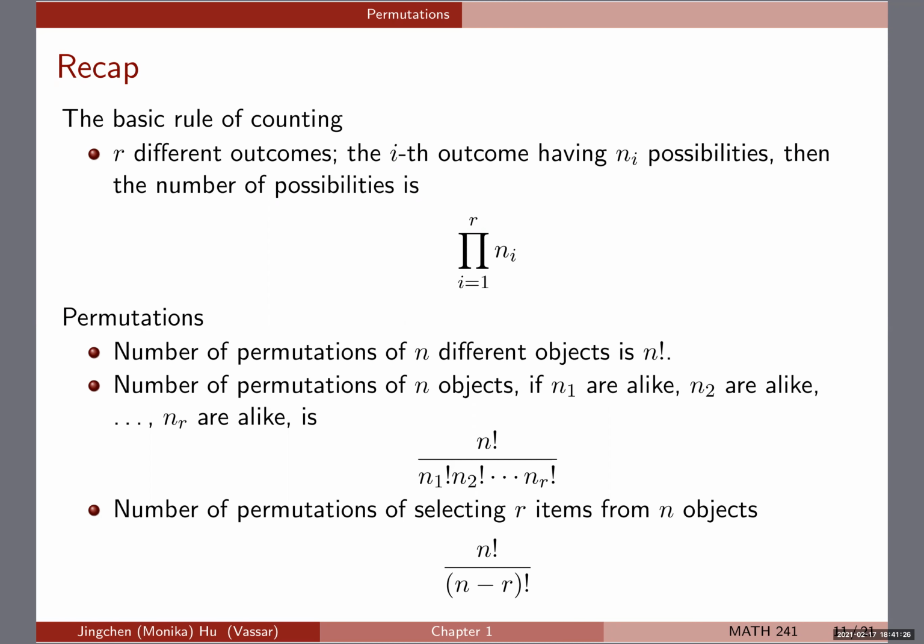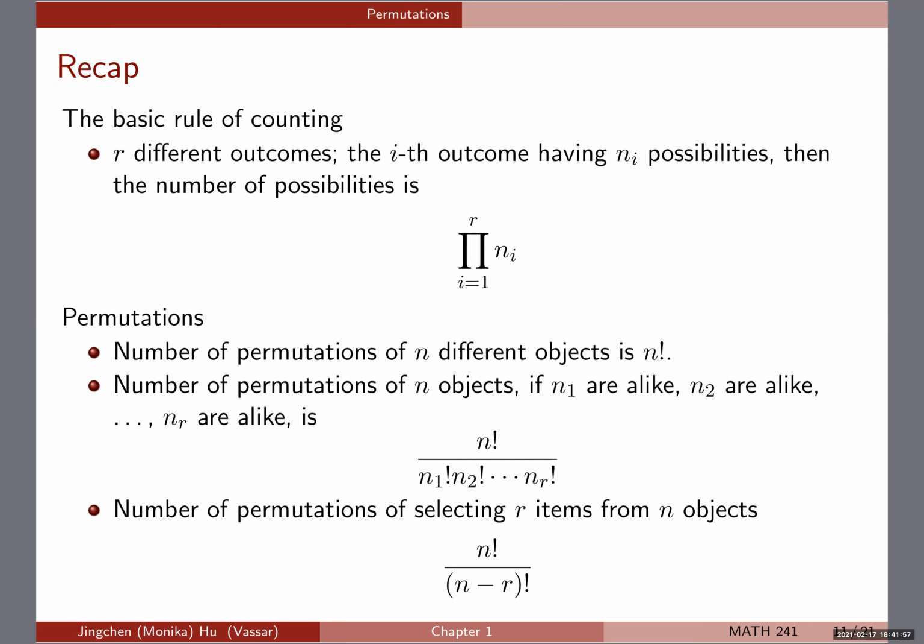However, if you have n objects, but they're not necessarily distinct from each other, and you can observe r different groups, with n1 being the number of objects in the first group, n2 in the second, and so on, then the number of permutations of these n objects will have to cancel out the permutation of the alike objects within each group. So you have n factorial divided by the product of n1 factorial, n2 factorial, until nr factorial.